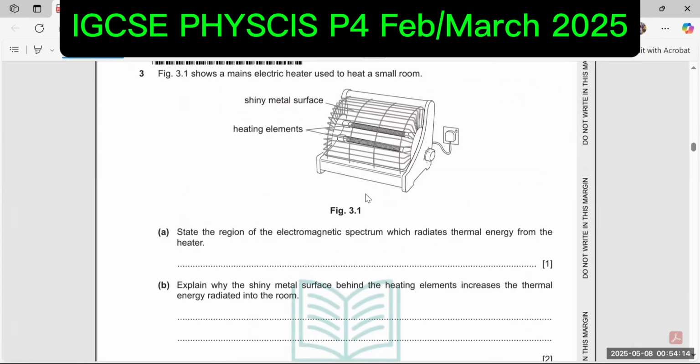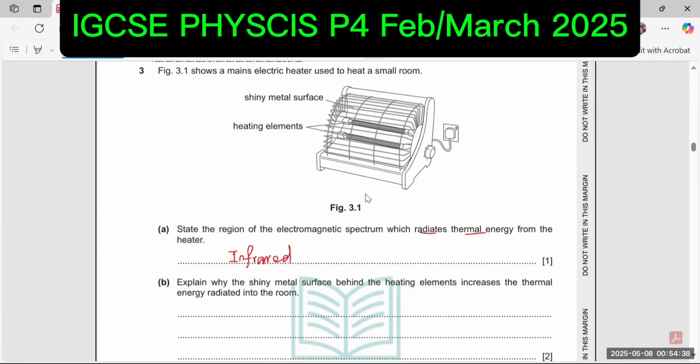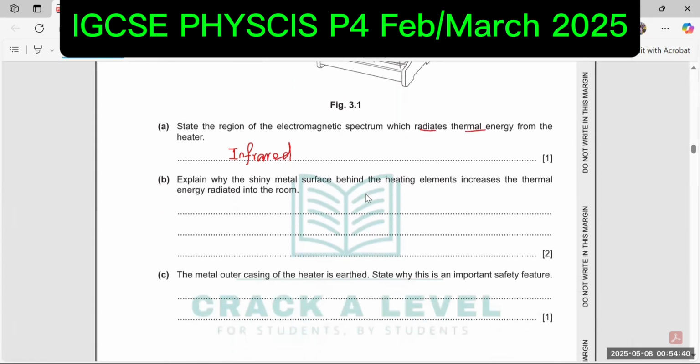Question 3, figure 3.1 shows a mains electric heater used to heat a small room. This is a shiny metal surface, and these are the heating elements, two heating elements. State the region of the electromagnetic spectrum which radiates thermal energy. There are 7 regions, and one of them is infrared. Infrared radiation is always coming out from the heating elements.